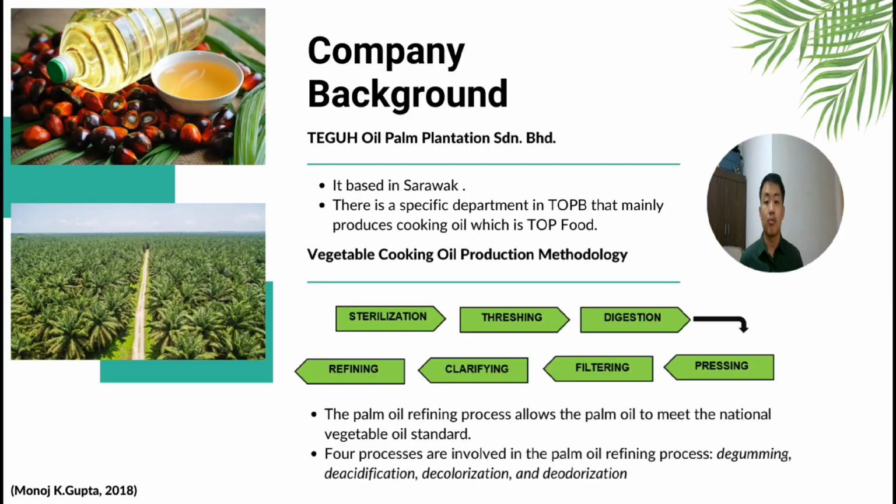So this is the company background, Teguh Oil Palm Plantations Berhad. It is based in Sarawak. And here is some of the methodology for cooking oil production within our company. First will be sterilization, then followed by threshing, digestion, pressing, filtering, clarifying, and refining.